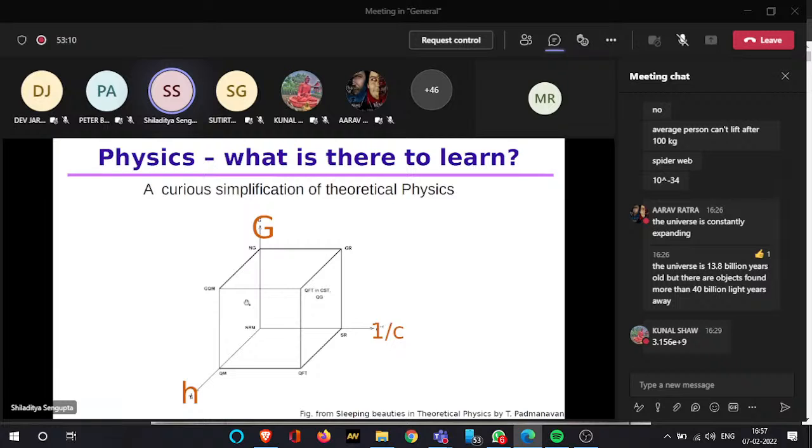So this construction is called the physics cube, where you represent all the known laws of physics as different regimes.